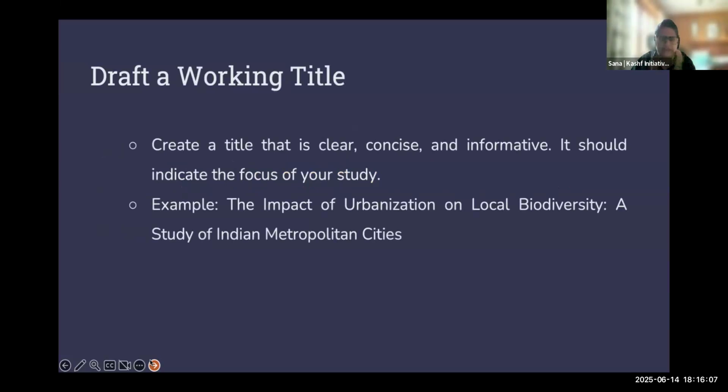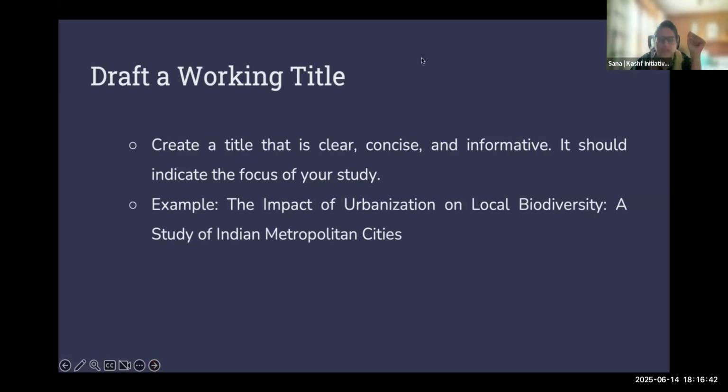So first is the working title. Of course, your dissertation will not be without a title. It's important to have a title, but how do we decide what the title is? Once you know what you're going to work on, create a title that is clear, concise, and informative. It should very clearly at the outset indicate the focus of your study. For instance, if I want to look at the impact of urbanization on local biodiversity, I will simply keep it this way, the example in front of you: The impact of urbanization on local biodiversity, a study of Indian metropolitan cities.